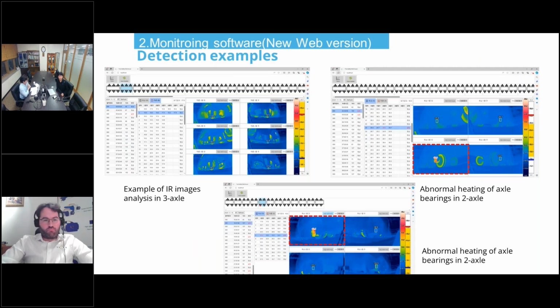Let me explain the monitoring software of the new web version. As you can see here, there are 2 axles and there are 3 axles, and we can distinguish them by using the proximity sensors. We installed 2 proximity sensors at the front; the first checks that a train is coming, and the second measures the number of axles. In other words, we can figure out the number of axles in each train compartment.